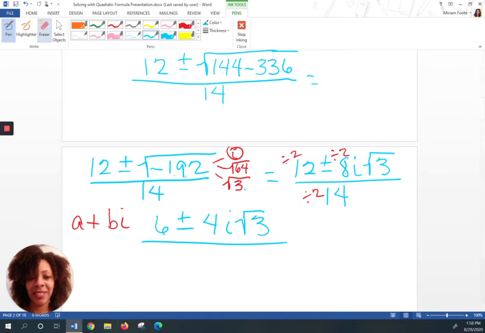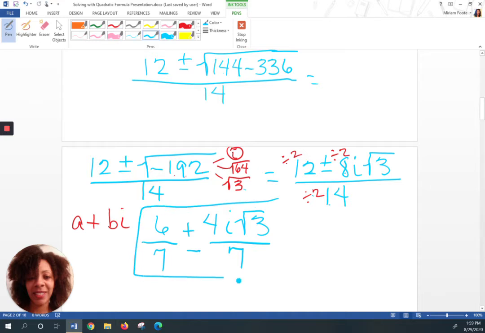Matter of fact, let me just get rid of this. You will sometimes see it all over one big fraction because it is one big fraction. And I'm going to make this clearer for you as well. Plus or minus. And then finally, 14 divided by 2 is 7. So this really is my answer: 6 over 7 plus or minus 4i radical 3 all over 7.